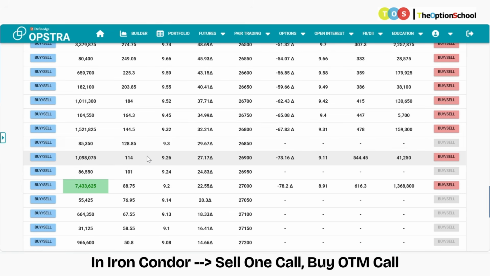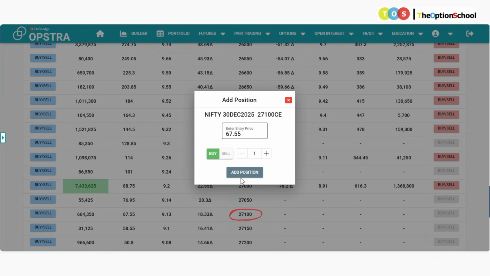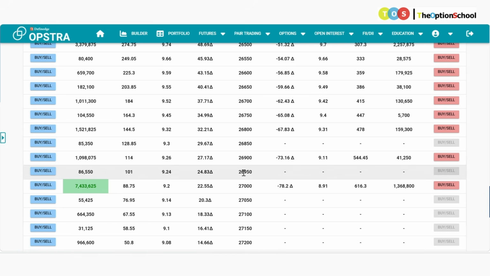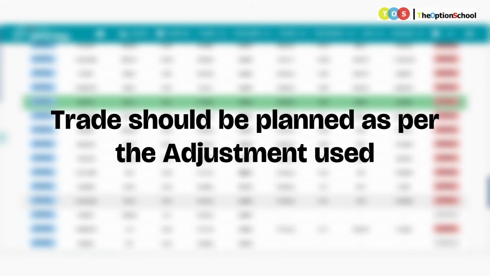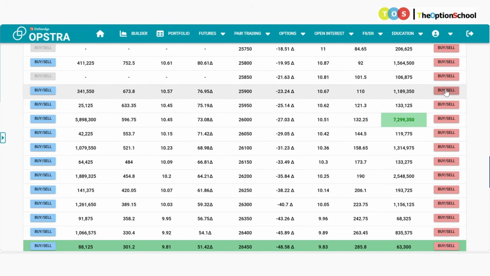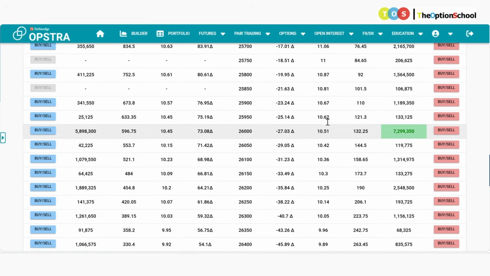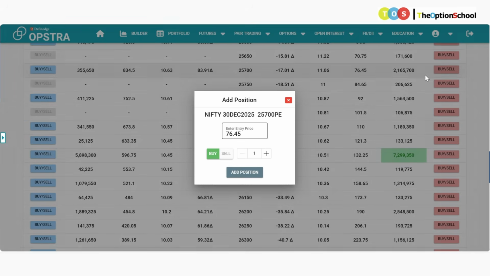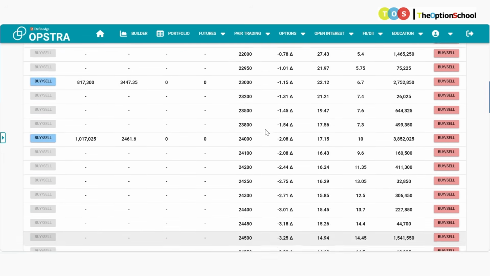In an Iron Condor you sell one call and then you buy one call. In this case, I am buying a call which is 200 points away. So 26,900 I am selling, 27,100 I am buying. You have to plan these things in advance. If I am going to use a particular kind of adjustment, then I can make that kind of Iron Condor. On the downside, I'll go to 25,900, sell this, and buy 200 points away. So I have made a 200 point swing of this Iron Condor so that it gives me a little bit of flexibility in doing my adjustments.